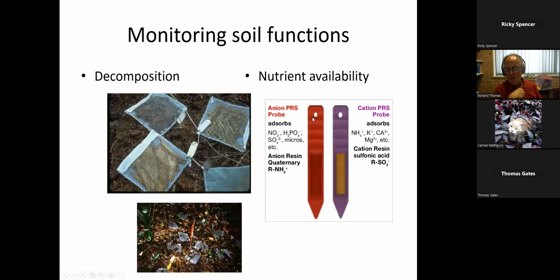We can also get these strips, and these will turn different colors depending on the presence of, say, ammonium in the soil as things decompose, or the presence of sulfate. So this one will absorb nitrate. These will absorb cations, and these will absorb the negatively charged anions. So anions and cations, I've got the wrong way around. They absorb positively and negatively charged ions, which you can then take away and take back to the lab for measurement.